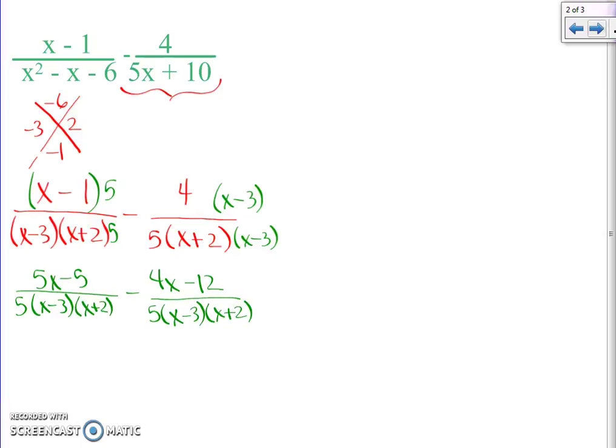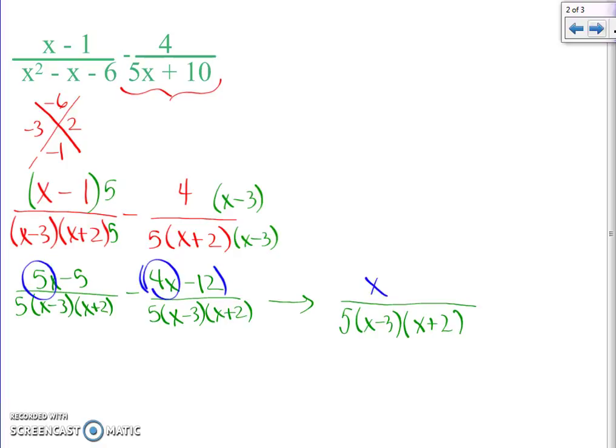All right, so we've got a common denominator. It's the same on both. Now, when we put these together, this will stay the same. But when we're putting the top together, we do have like terms on this one, unlike the other ones. We're subtracting this entire numerator. So you have to make sure you subtract everything over there, which is going to change the signs on everything over there. So we really have 5x minus 4x, which is x.